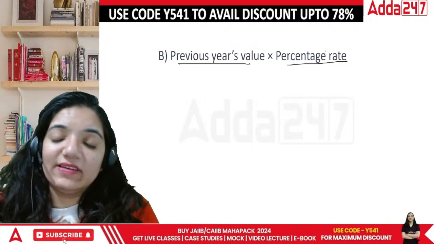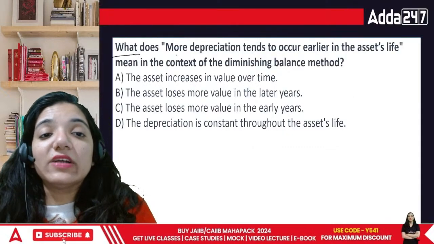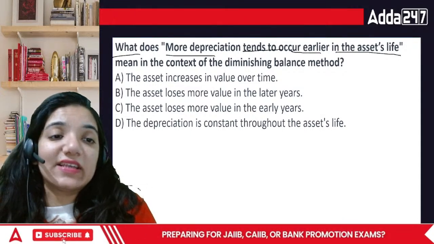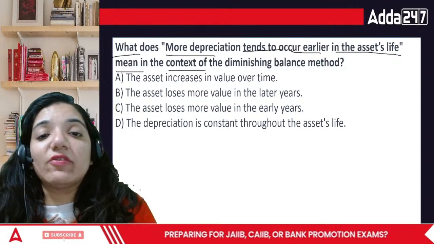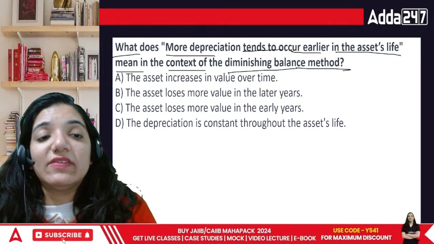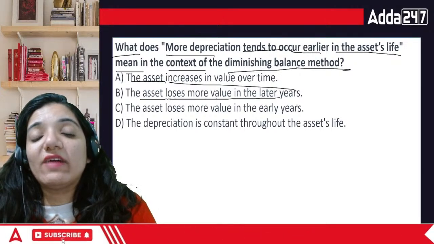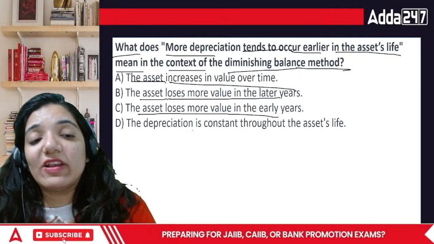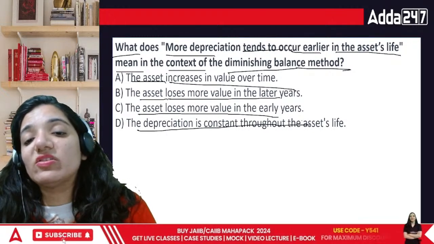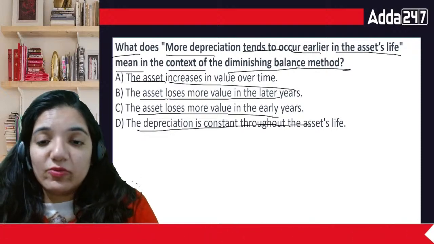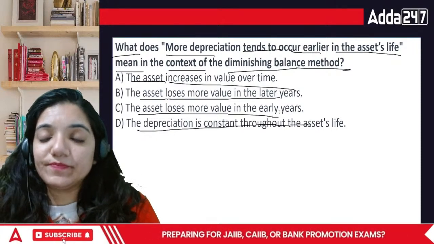So in this case, the correct answer will come out to be the previous year's value multiplied by the percentage rate. Now comes, what does "more depreciation tends to occur earlier in asset life" mean in the context of the diminishing balance method? The asset increases in value over time, the asset loses more value in the later years, the asset loses more value in early years, or depreciation is constant throughout the life of that particular asset, everyone. What would be the answer in this case?